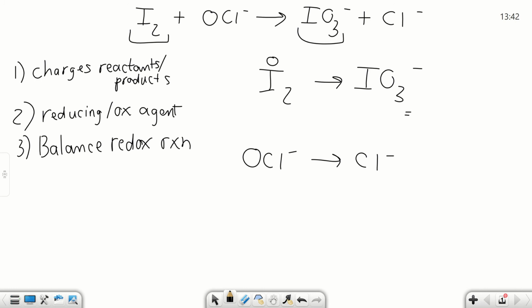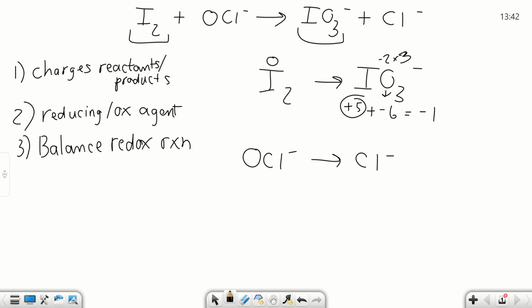So this means we have to do that charge stuff again. For the iodate ion, the overall charge is -1. Oxygen would be 2 times negative 2 times 3, so -6. So what plus -6 is -1? That would be +5. Which again, you're going, what? How is that happening?